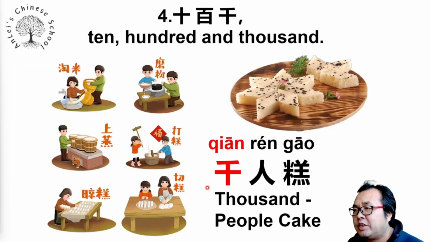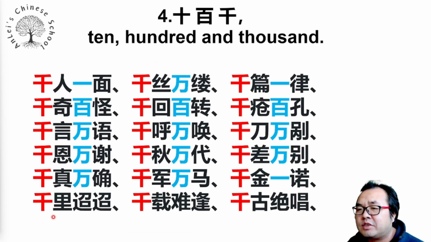There's a kind of snack in China called 千人糕, 1,000 people cake. Even a piece of rice cake needs 1,000 people's hard work, from washing rice, grinding to powder, steaming rice, pounding cake, air-drying cake, and cutting cake. It teaches us to cherish food and respect the work of other people. There are so many idioms starting with 千, 1,000, and they were used together with other numbers like 一, 100, and 1, 10,000. These numbers here are not precise numbers, they just mean many.